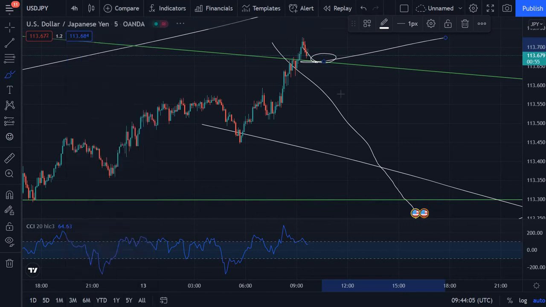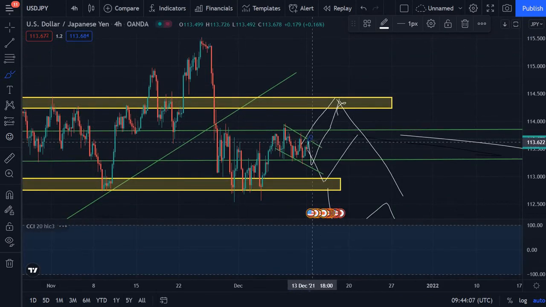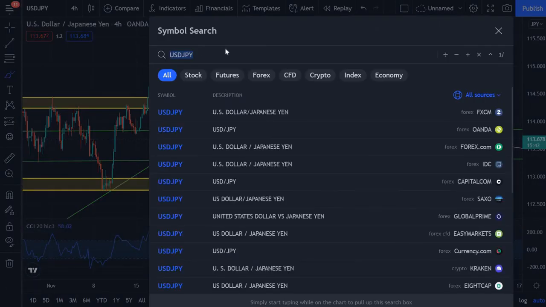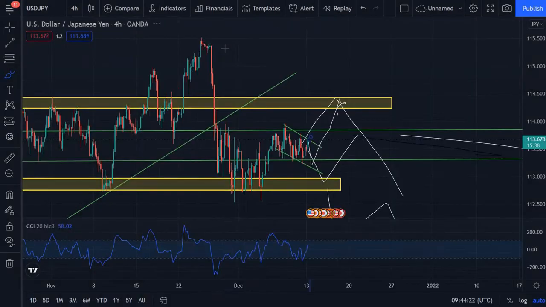So if we do, I would here look for a short on the forward chart. I mean, the next target would be this line if we break here. So this was the US dollar Japanese yen. Let's check USD CAD.